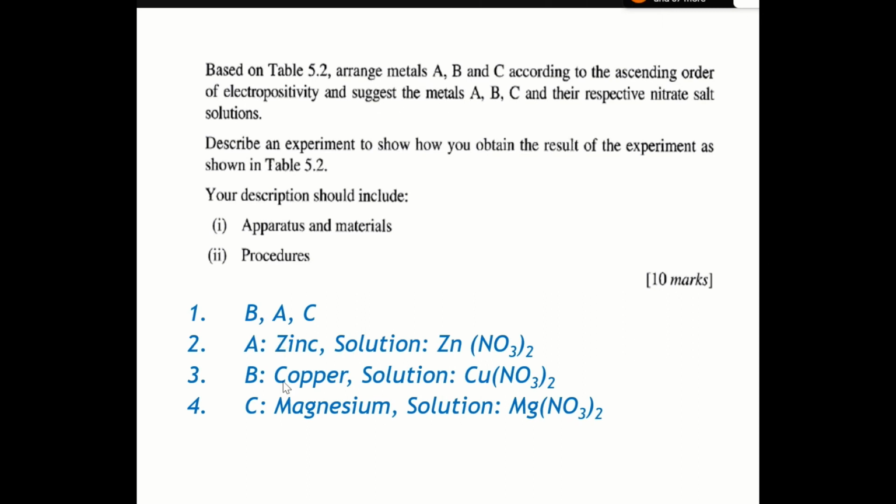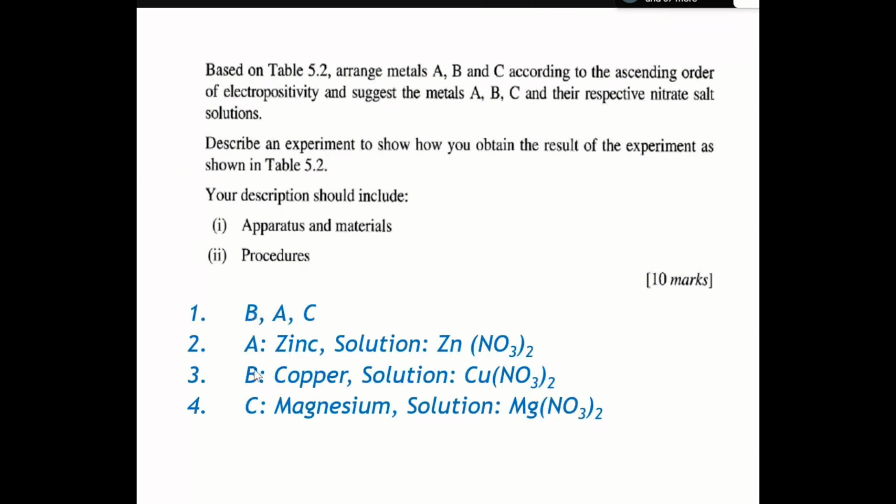Then after that, the question is to suggest the A, B, C. For these suggestions, as long as it can follow the sequence, then it can be acceptable. As long as the metal that you choose follows the sequence, it is not necessarily zinc nitrate solution or copper 2 nitrate solution. It can be magnesium nitrate, okay? It can be silver nitrate, okay? It can be lead 2 nitrate, okay? This one can be silver nitrate, this one can be zinc nitrate. So as long as the sequence is correct, then it is acceptable.